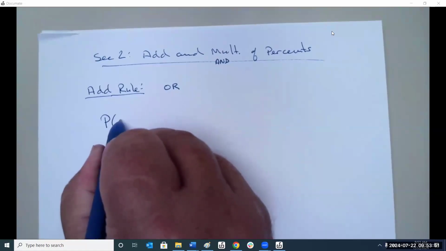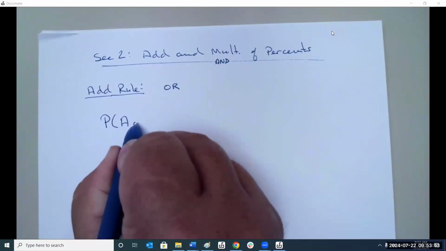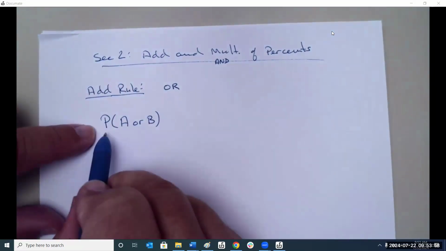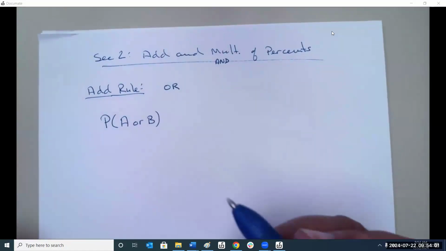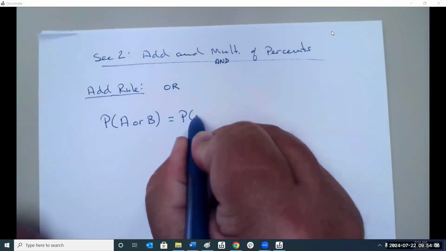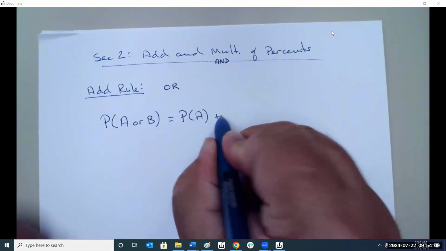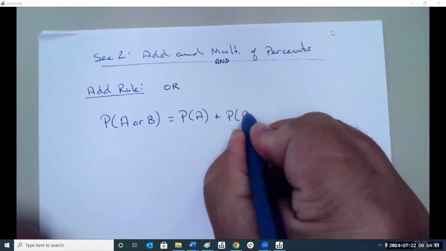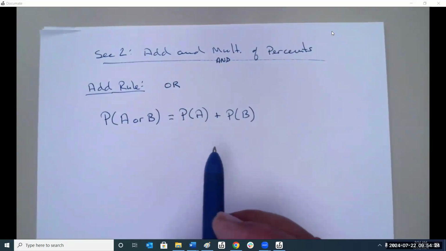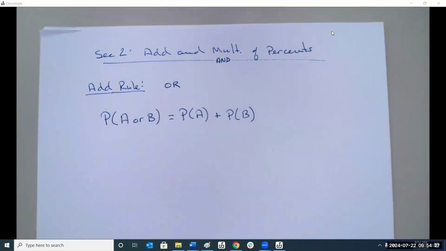So we're at probability of A or B. Remember, A and B are the events. So it's P, parenthesis, A or B, close parenthesis. What that means, it equals the probability of A plus the probability of B. Now you gotta think about this. Why is it addition? Why is or connected to addition?